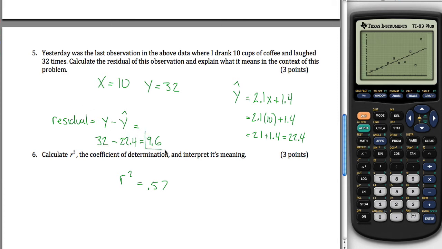Maybe I throw a box around that because there's a lot of writing on this. And then what this means is I laughed 9.6 times more, because this is a positive number, than expected.